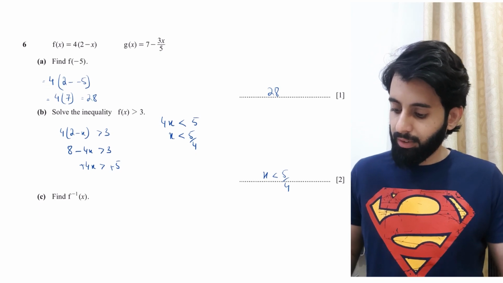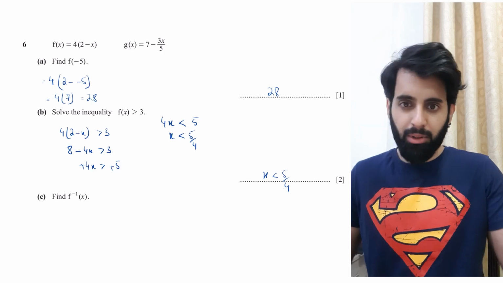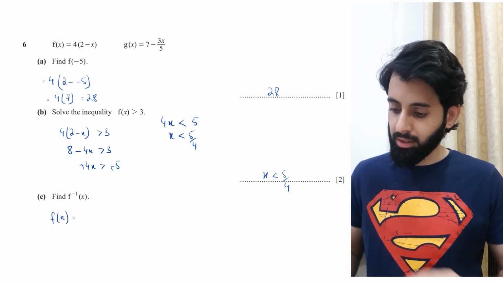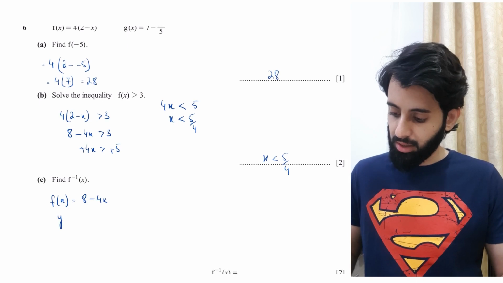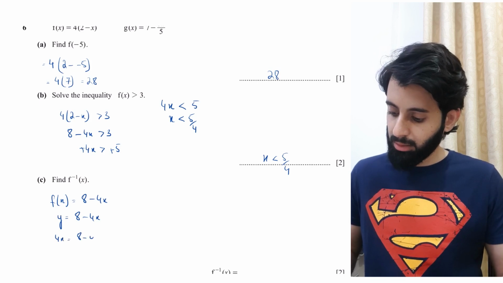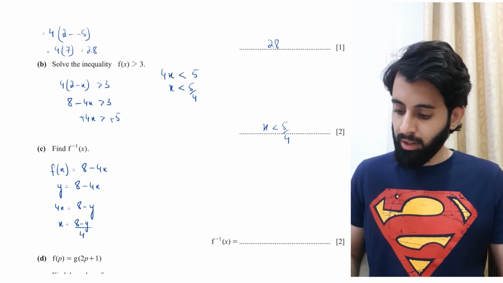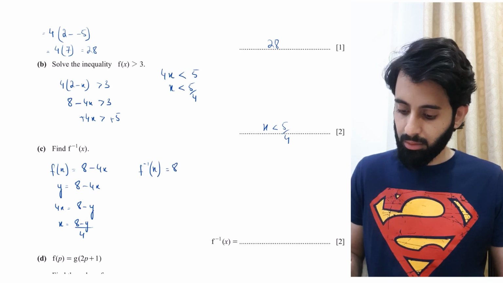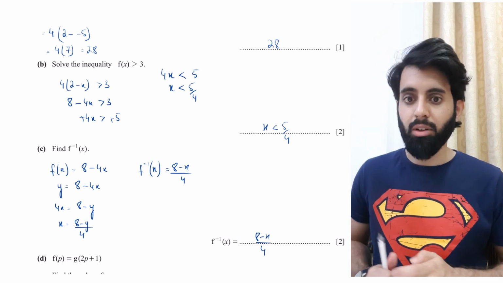Then it says find f inverse of x. That shouldn't be too hard. Remember the 3 steps to find the inverse. First, f of x, the expanded version, is 8 minus 4x. Set y equals 8 minus 4x. Then make x the subject: 4x equals 8 minus y, so x equals (8 minus y) upon 4. Finally, replace x with f inverse of x and y with x. So (8 minus x) upon 4 is your final answer.